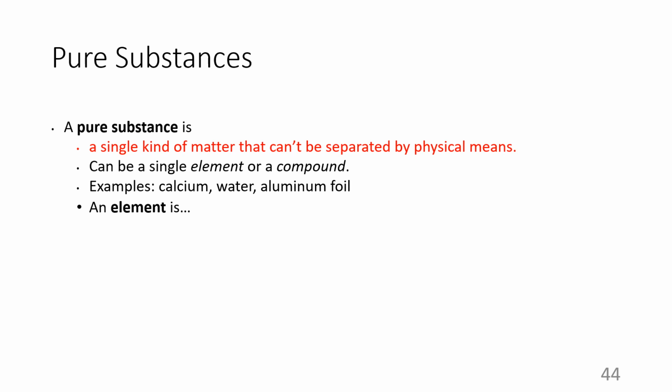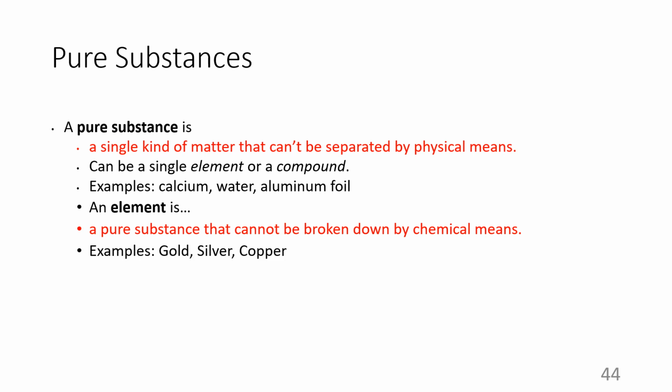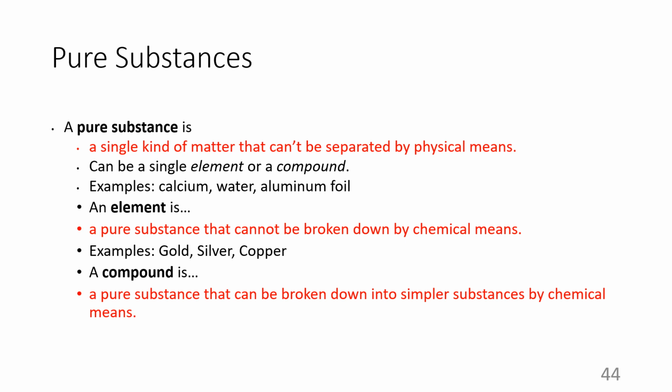Now let's distinguish elements from compounds. An element is a pure substance that can't be broken down by chemical means. Gold, silver, copper, all of those are elements. The periodic table has all of the known elements on it. A compound, on the other hand, is a pure substance that can be broken down into simpler substances if you do a chemical reaction. You can't separate a compound by physical means, that's why it's a pure substance, but you can separate a compound by chemical means, and therefore it's a compound and not an element. Examples are water, H2O, carbon dioxide, CO2, salt, NaCl. You can see that each of those contains more than one type of element.